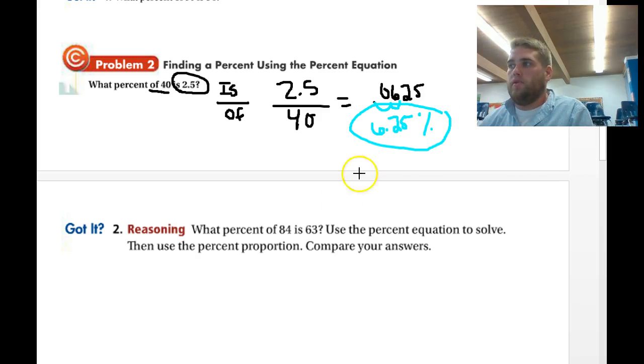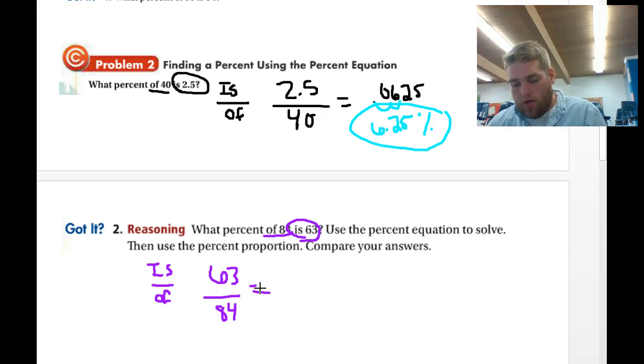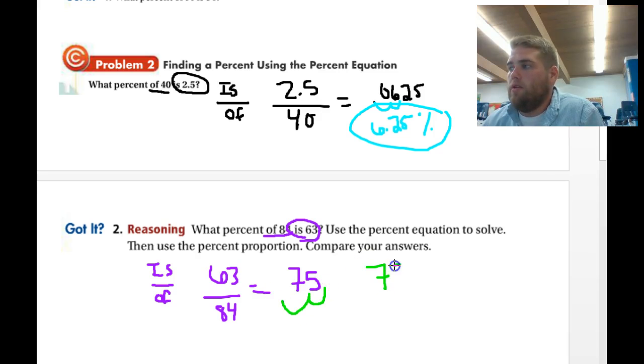Okay, 6.25%. On the got it number 2, what percentage of 84 is 63? So is over of. Is is 63, of is 84. So calculator, 63 divided by 84 gives me 0.75. Now remember, when changing a decimal to a percentage, we go 2 places to the right, so 1, 2, so then we get 75%.